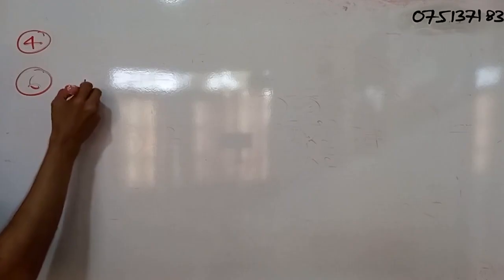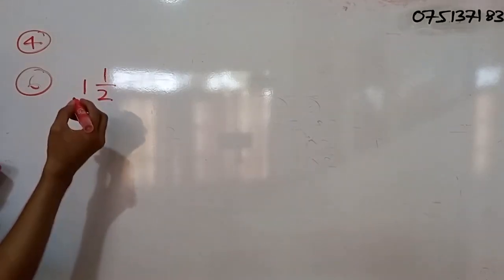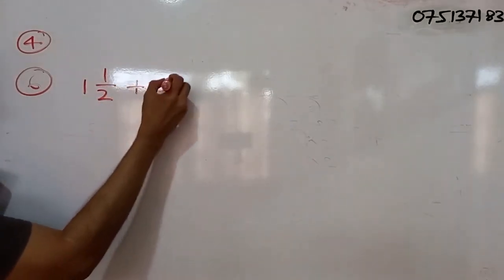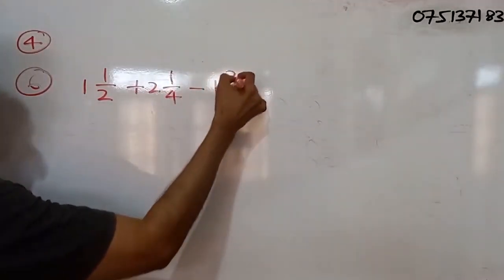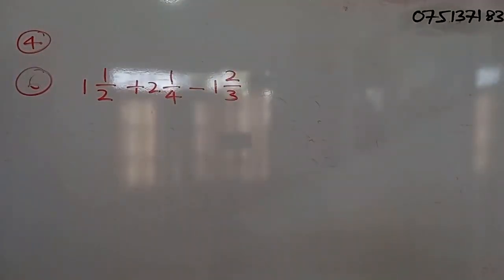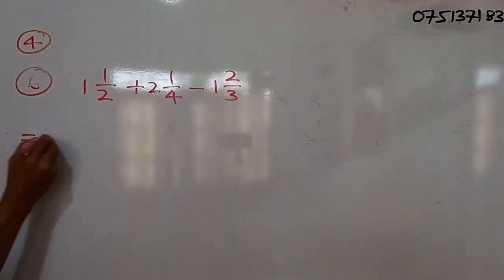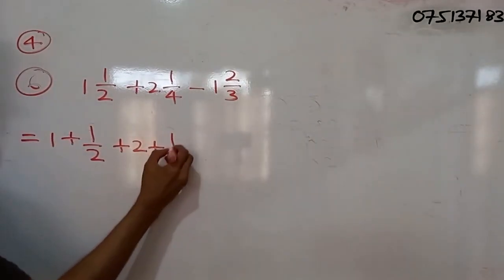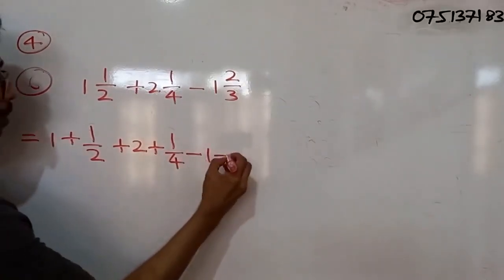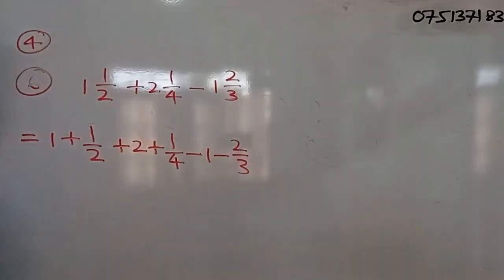Question number 4, part number 6. Right. 1.5 plus 2.25 minus 1 and 2 by 3. So here also I can break this into what? 1 plus 1 by 2 plus 2 plus 1 by 4 minus 1 minus 2 by 3.